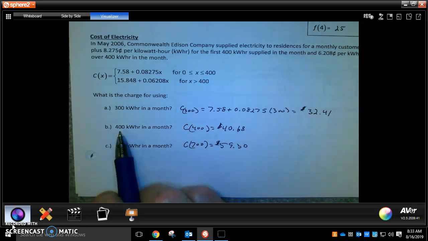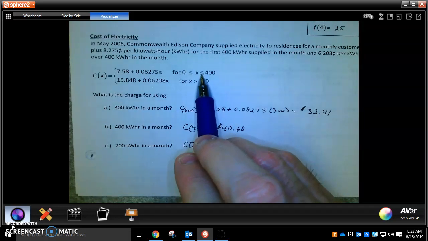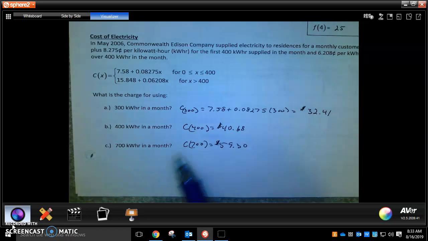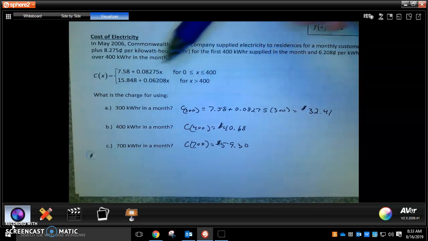Okay, if you use 400 kilowatts, again, you're still in this interval. Okay, because this says x less than or equal to. So this is the one we use when it's equal to 400. So I plugged in the 400, and I got $40.68. And then the last one was 700 kilowatts, which is obviously greater than 400. So I used this function, and I got $59.30.